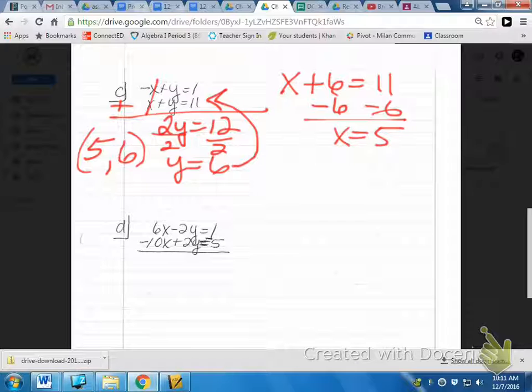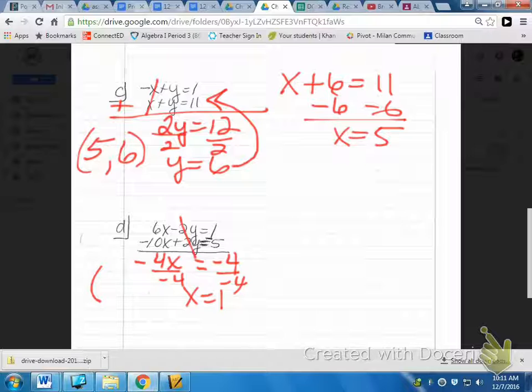Let's look at this example D. 6x minus 2y equals 1. -10x plus 2y equals -5. When I combine those together, my y's would definitely fall out. And 6x minus 10x would be -4x. And 1 minus 5 would be -4. Divide both sides by -4, and x would be 1. So that is half of my solution.